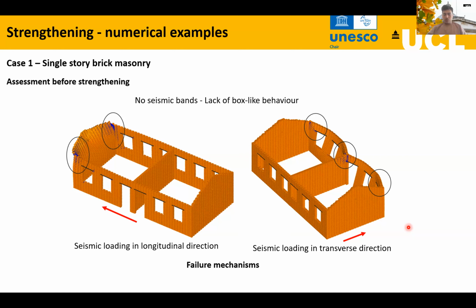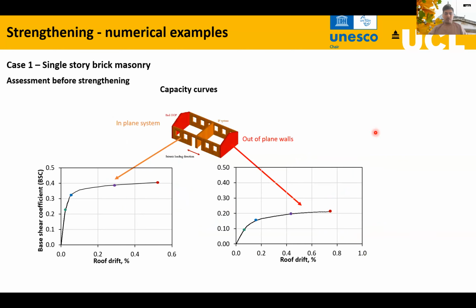So before retrofitting the given existing building, we looked at how the building behaves during lateral action. In both directions, as you can see here, the out-of-plane walls, the walls acting in the out-of-plane direction, are the most vulnerable and they tend to separate out from the rest of the building. So the out-of-plane vulnerability here is the most critical, and that is due to the lack of box-like behavior, which basically is due to the lack of horizontal bands.